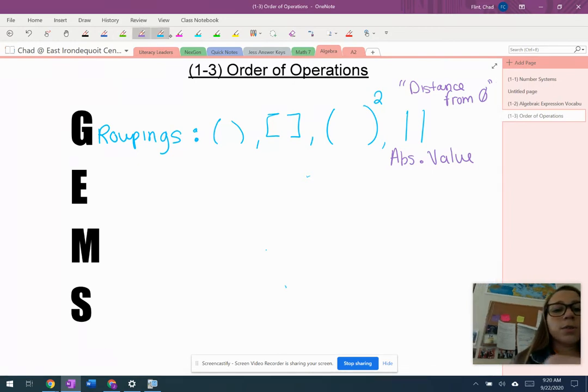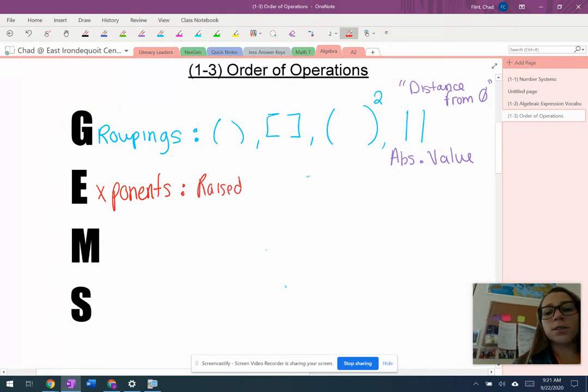After groupings, your next step in order of operations are your exponents. Anything being raised to a power. Like 5 to the second. Something like that.